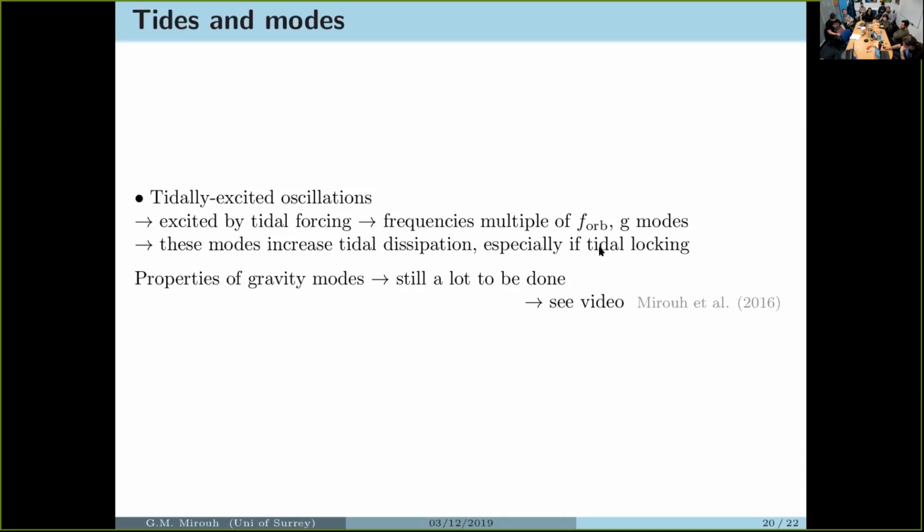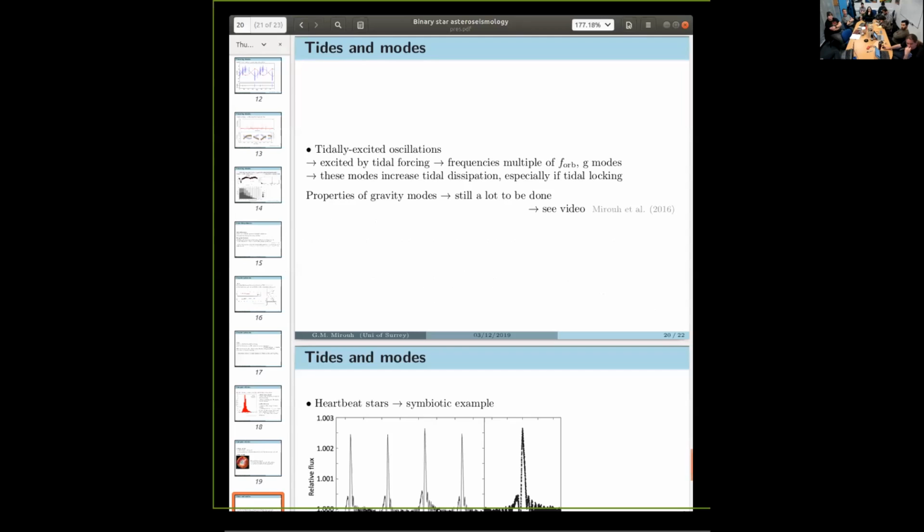I'm not sure about this thing here. Forget about that. As for the properties of these gravity modes, there's still a lot to be done, mostly because asteroseismology has been driven by pressure modes and mixed modes. So gravity modes, which can't be observed in solar-like oscillators, are kind of left behind. I have a small video that I wanted to show, so I hope I can share this with you.